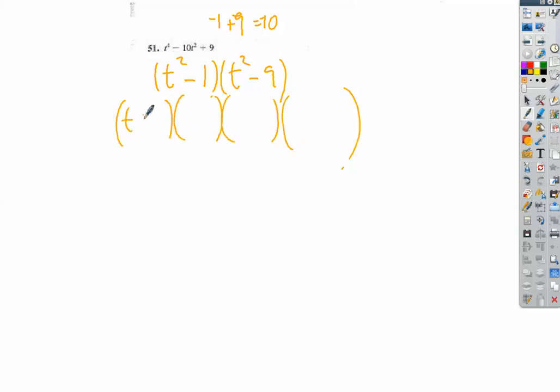We have t plus 1 times t minus 1 for our first difference of squares, t plus 3, t minus 3 for my second.